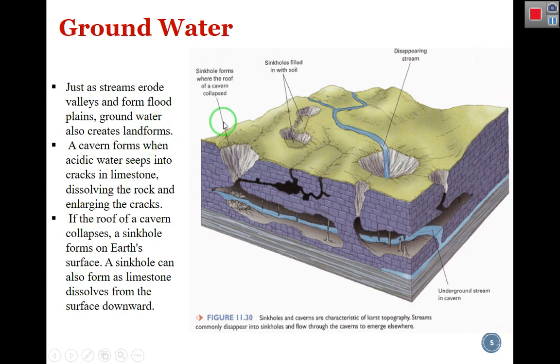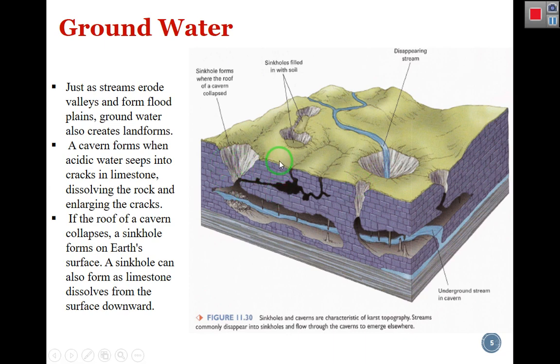The moving groundwater can erode the land to create a landform, like you can see here. Acidic water seeps into the cracks, and eventually widens the cracks in the limestone, dissolves the rock, and enlarges the cracks to form something like this in the ground. We call it a cave, and the roof of a cavern can collapse to make a sinkhole. Sometimes a sinkhole can be dangerous.